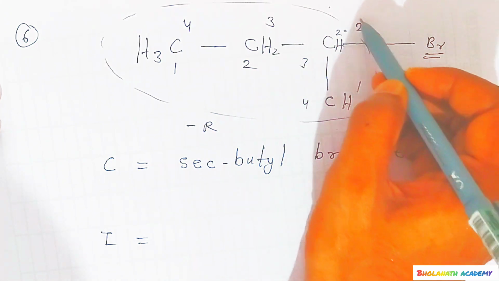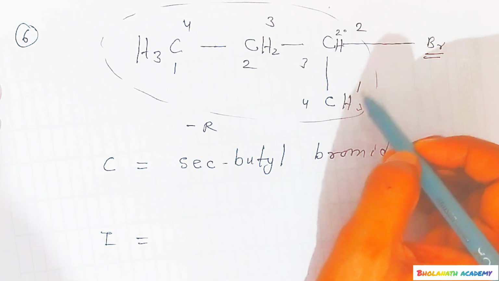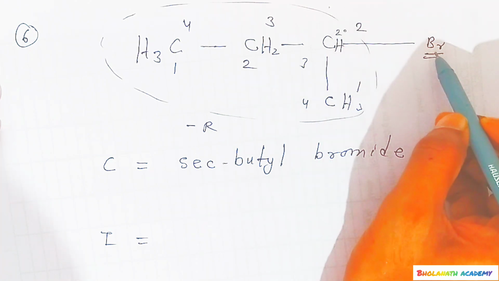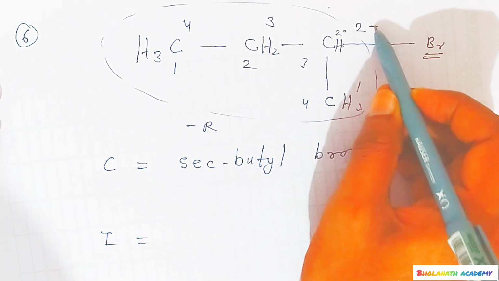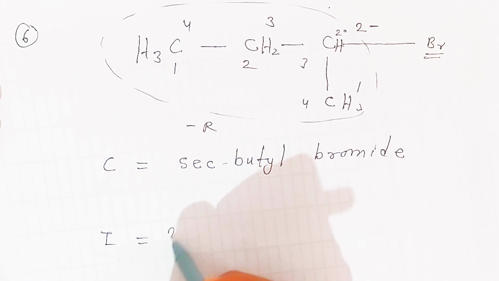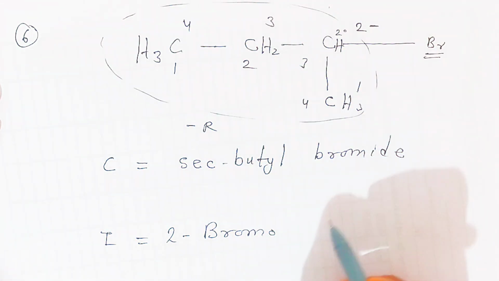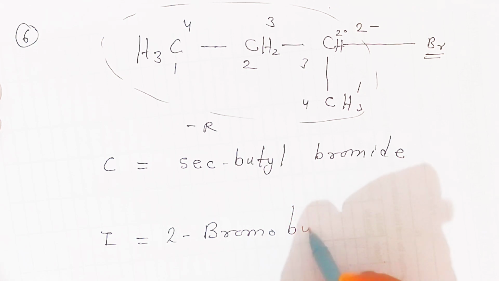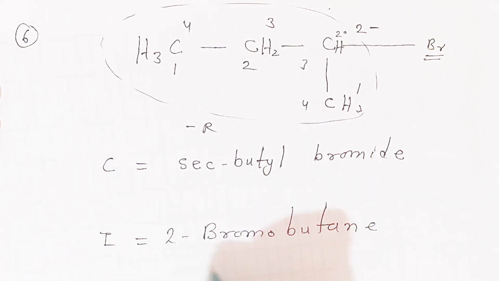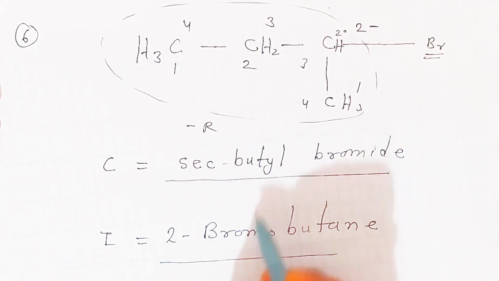So we will take the nearest, smallest number. Here, when you start numbering from this side, this carbon will carry the second number. So we will write 2-bromo. Since it is derived from butane, we will write 2-bromobutane. So this is the IUPAC name of this halogen derivative, students. You can say secondary butyl bromide or 2-bromobutane. It is the same molecule.